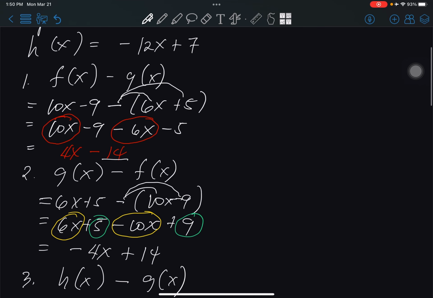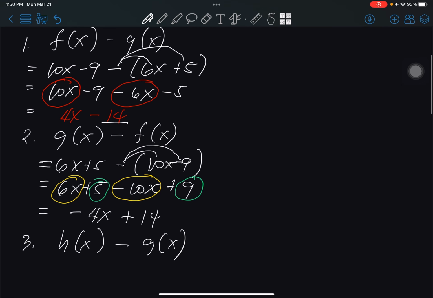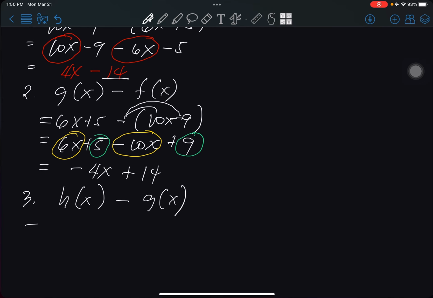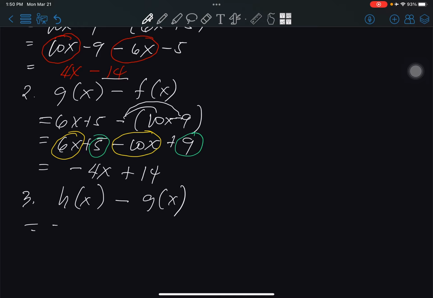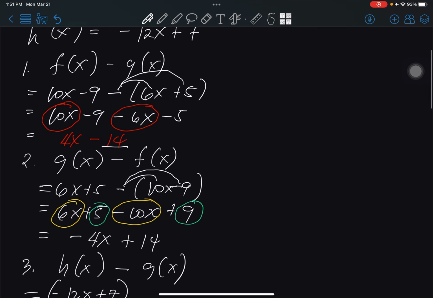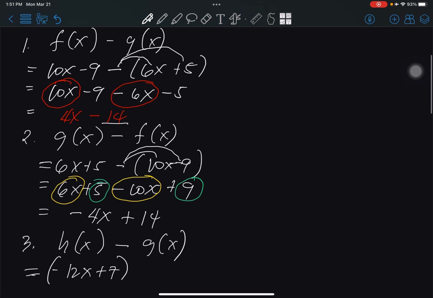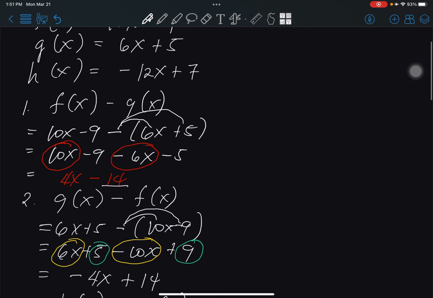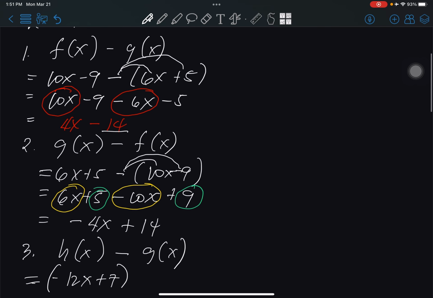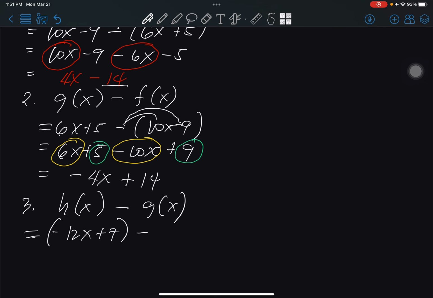So we have our h of x, we have minus 12x plus 7. This is the value of h of x. Then our g of x is 6x plus 5. So minus here, your g of x, it is 6x plus 5.